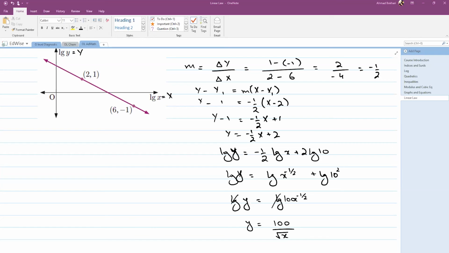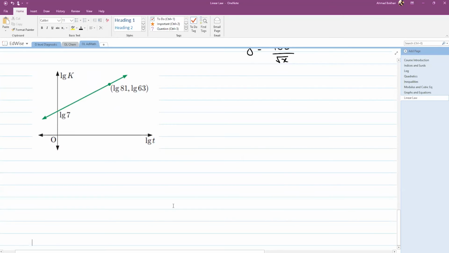Okay. Now here's a question that you might find a little weird. Now remember LG7, LG81, LG63, they're simple numbers. This is another way of writing the numbers.